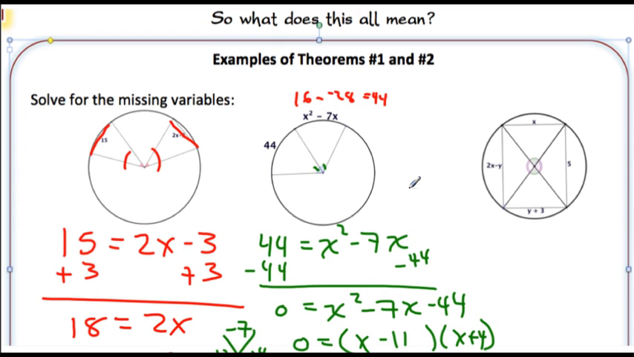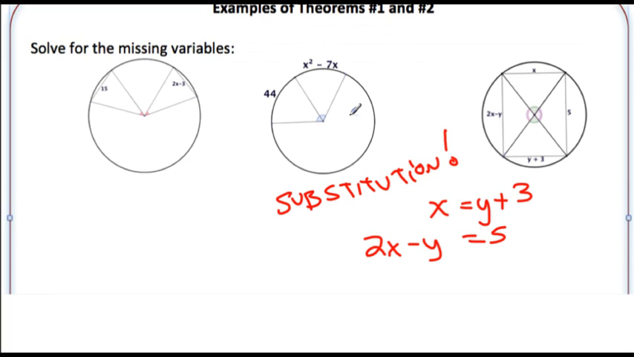Why don't you pause the video and try to figure it out by yourself. Go. All right, here's what I hope you figured out. Substitution. Because look, this central angle is congruent to this central angle. So therefore you get x equals y plus 3. Got it. We have a central angle here, 2x minus y equals 5.